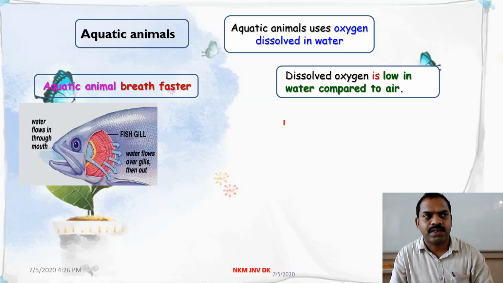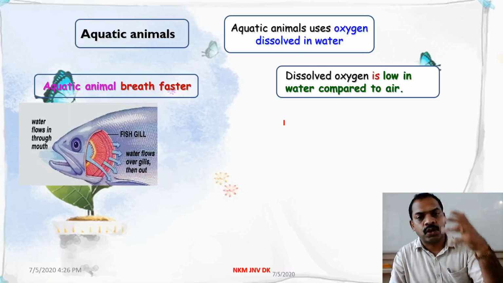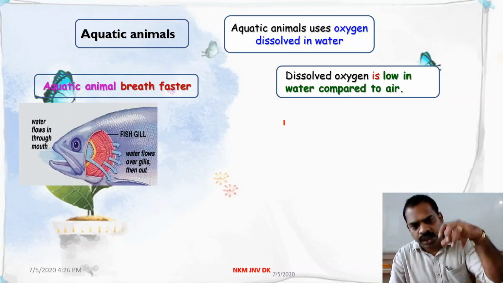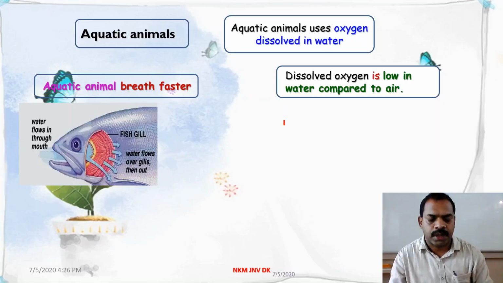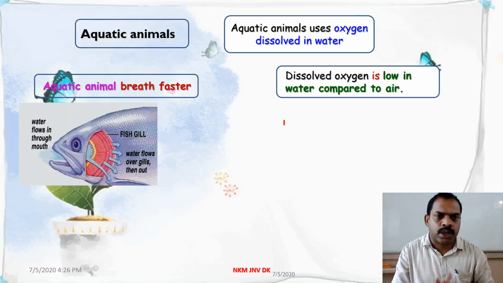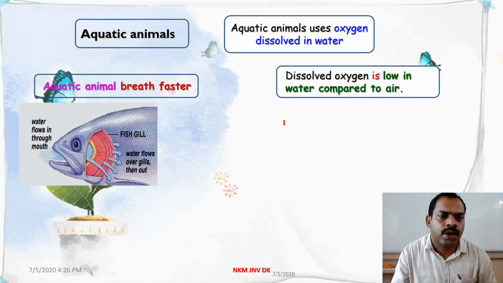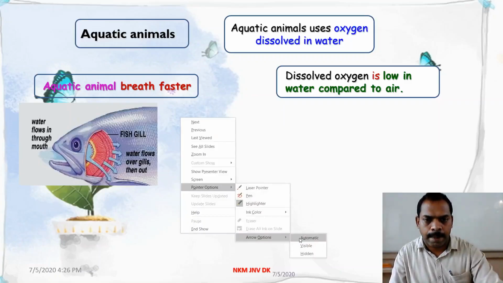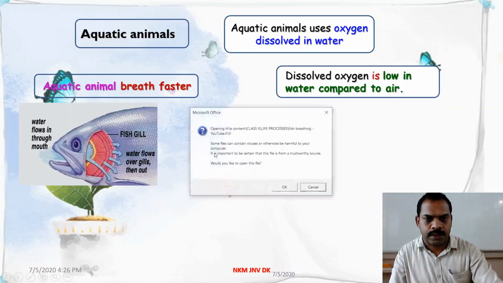Why? The ability of oxygen to dissolve in water is less. We cannot dissolve much oxygen in water. So the amount of oxygen in air is always more than the amount of oxygen in water. Because of the less amount of oxygen in dissolved form, aquatic animals have to breathe faster. You have seen how a fish is breathing. Okay, let us see how fishes breathe.